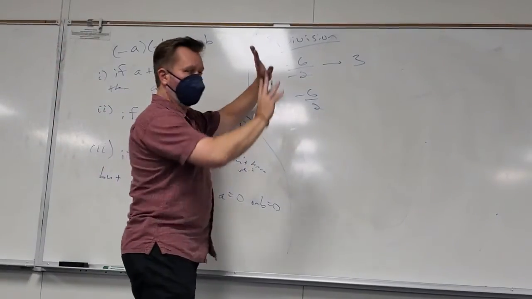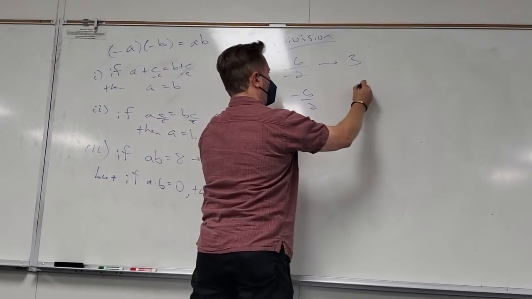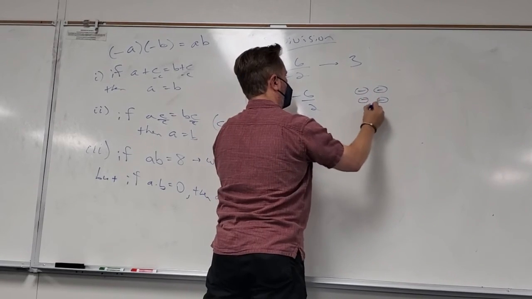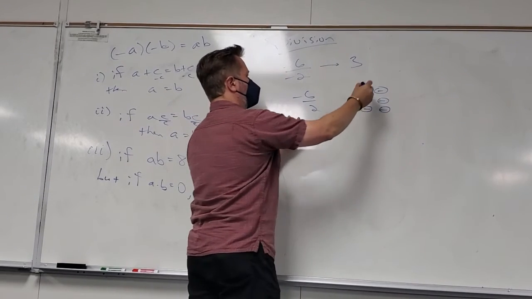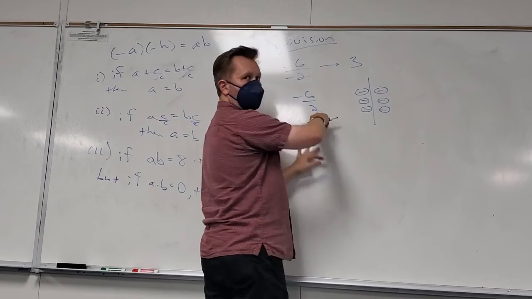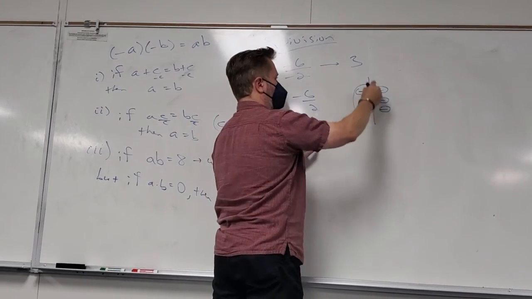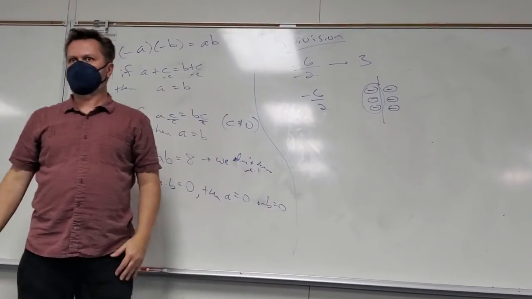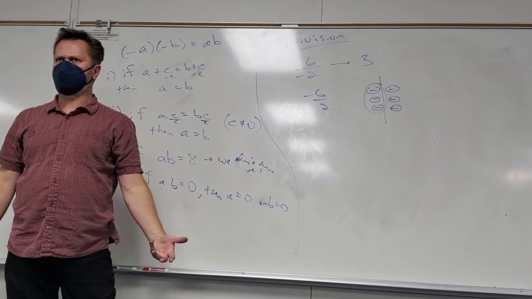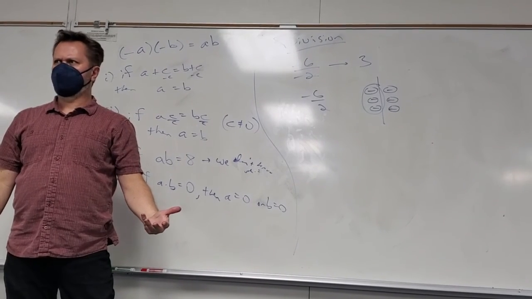The weird one, I want to make sure you guys understand. If I have six negatives, and I put them into two groups, how many are in each group? Three negatives, so negative three, right? And we know negative six divided by two is negative three. Are you guys with me?